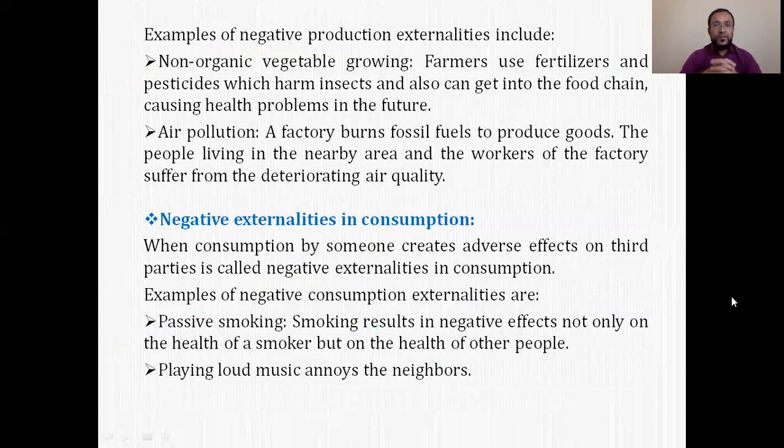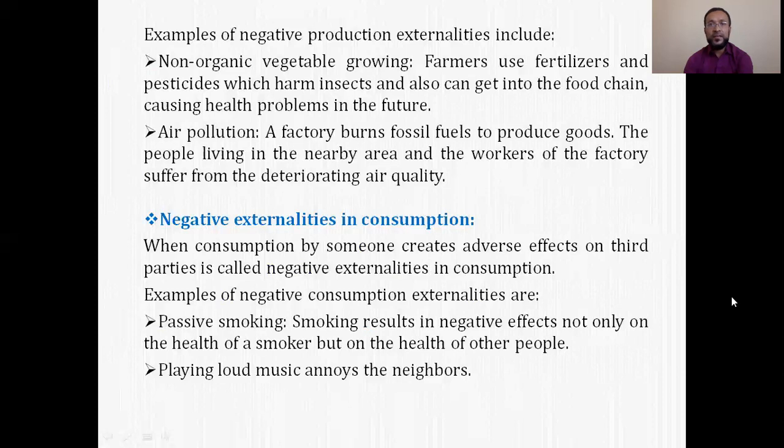For example, first of all, non-organic vegetable growing. Farmers use fertilizers and pesticides which harm insects and also can get into the food chain, causing health problems in the future. So this is negative externality from production of vegetables. Another example is air pollution. A factory burns fossil fuels to produce goods. The people living in the nearby area and the workers of the factory suffer from the deteriorating air quality. So this is also negative externality, and it occurs due to production.